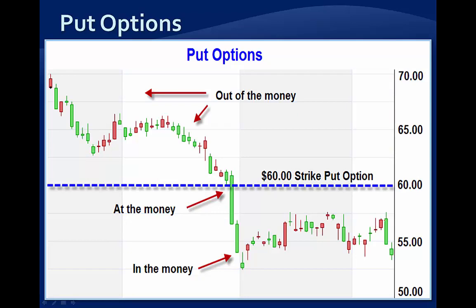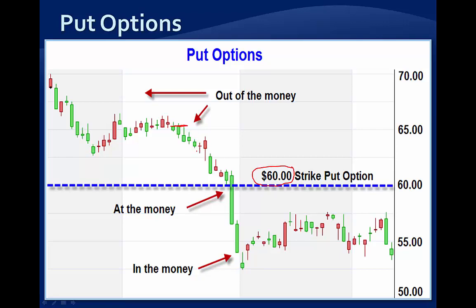Now with put options, maybe we buy the 60 strike put on a stock. We think that stock's going to fall and we want to profit from it. Well, stock's up here at 65. So currently that put option is out of the money. It doesn't have intrinsic value because the right to be able to sell at 60 is no good when you can sell for a higher price than that in the open market. Nobody wants to sell at 60 when it's selling for 65.